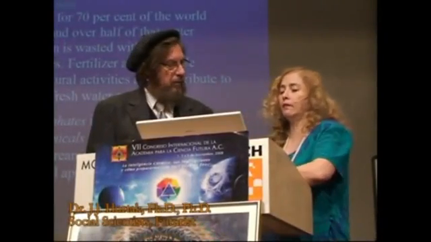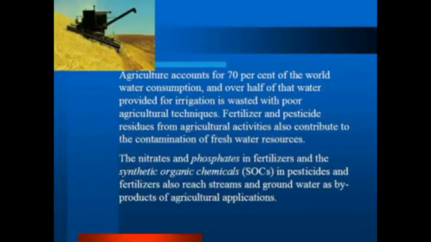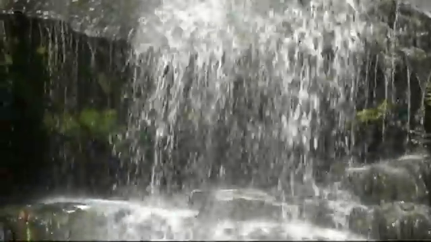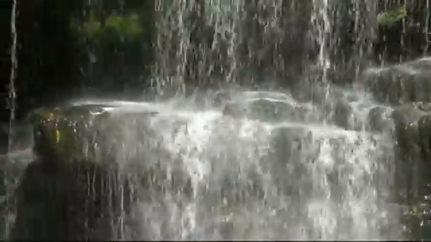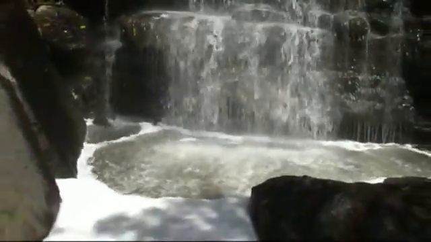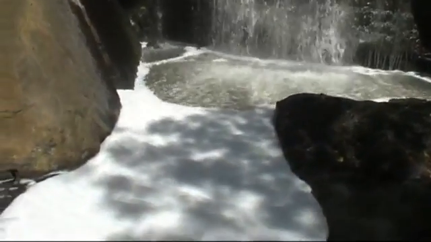As we see here on the table, there is much to be done, where agriculture accounts for 70% of the water consumption, and over half that water is provided for irrigation, which of course is wasted with poor agricultural techniques. And also with the pollution of nitrates and phosphates that go with the fertilizers and the synthetic organic chemicals that then run into the streams and underground water, polluting the water that we have available. It's a very serious scenario.